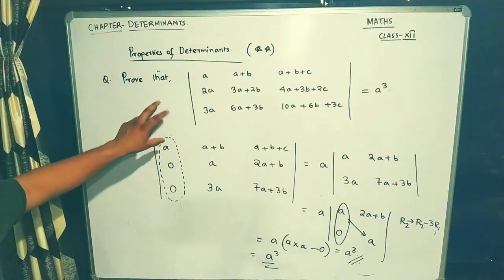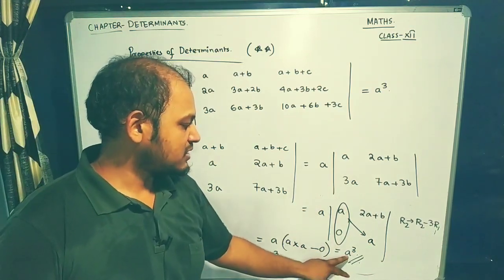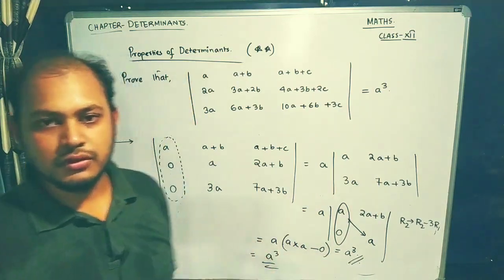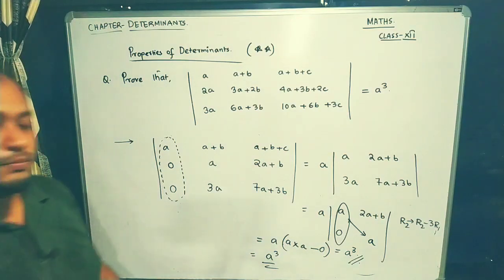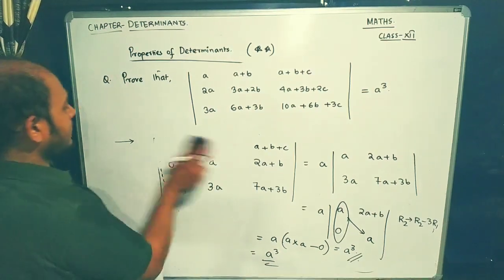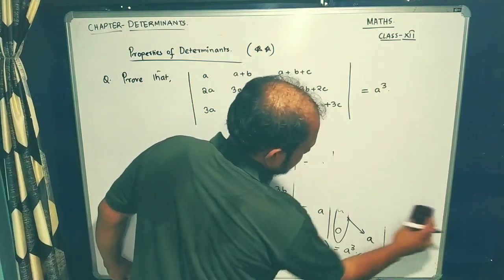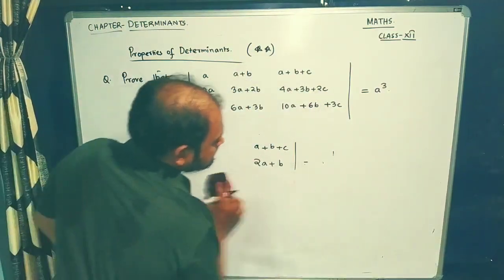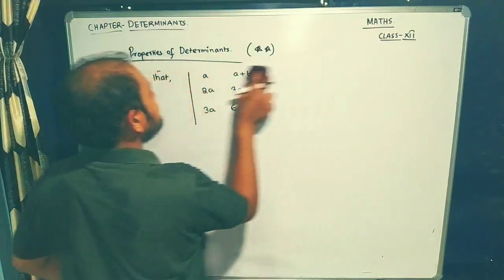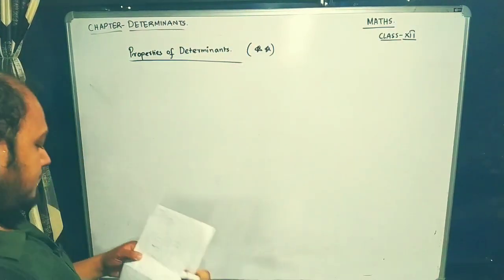But by using the properties of determinants, see how easy the calculation has become, and I have very successfully found the value of a cubed. So it is very important to use properties of determinants. Okay, let's try to solve another example, and using the property try to find out its answer.